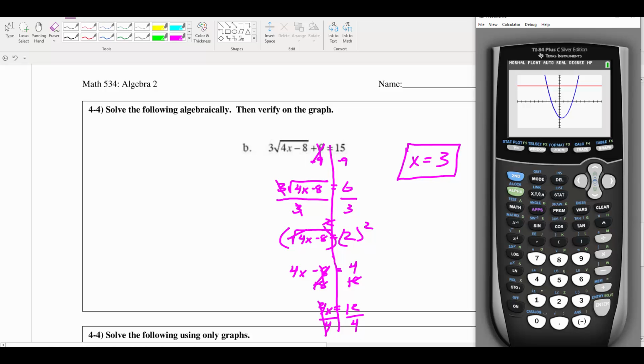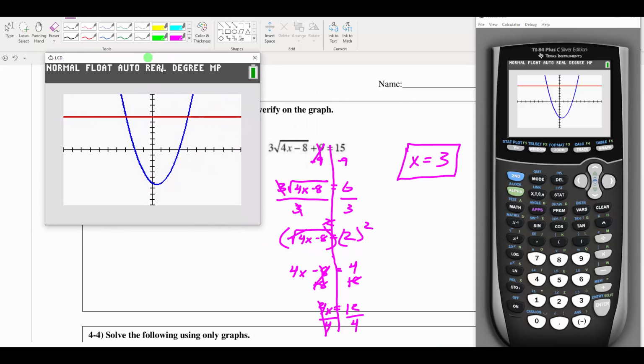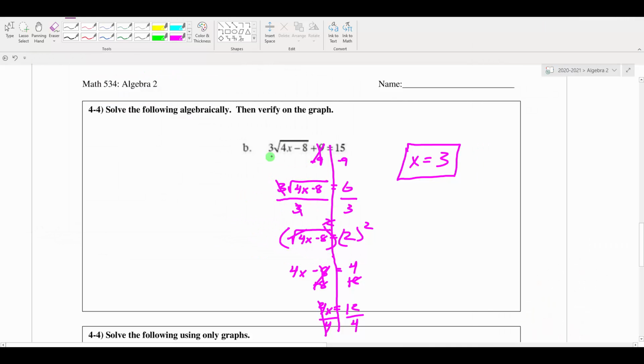You'll see how much quicker it is using the graph. So I'm going to pull up my big screen here. So remember, the way that we do this, we take the left-hand side of the equation. I'm going to call that y1, and the right-hand side of the equation here, I'll call that y2, right? So we're going to say y1 equals 3 square root 4x minus 8 with a plus 9 on the outside. Then we're going to say y2 equals 15, right? So this 15 all by itself over here becomes its own function, and we're going to graph it.